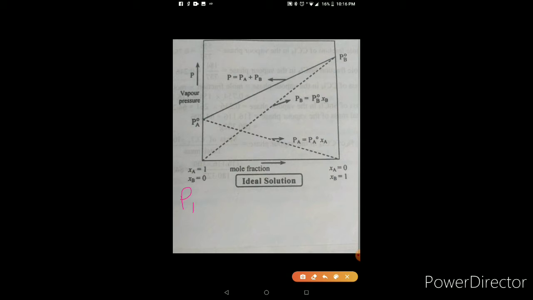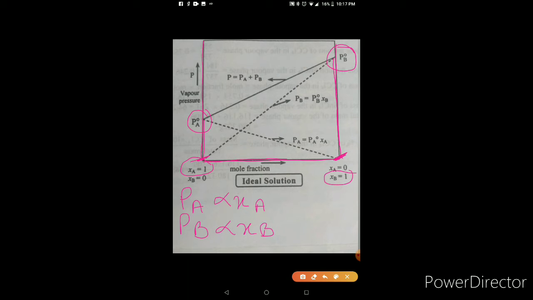Let's understand Raoult's law graphically. Raoult's law states that the partial pressure of A component is directly proportional to the mole fraction of A, and the partial pressure of B component is directly proportional to the mole fraction of B. Now I have taken a graph where the x axis represents mole fraction and the y axis represents partial pressure, vapor pressure. At this point XA is 1, that means only A component is present. That is why the pressure exerted is only due to A component. At this point only B component is there, so the pressure exerted is only due to B component.